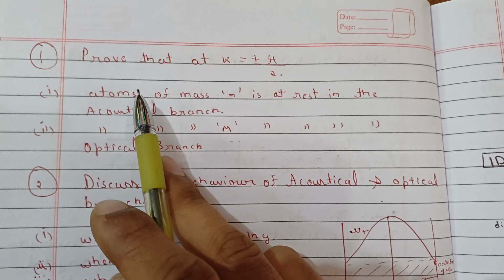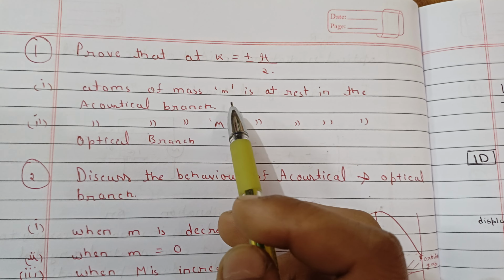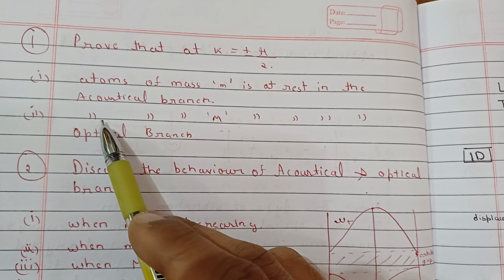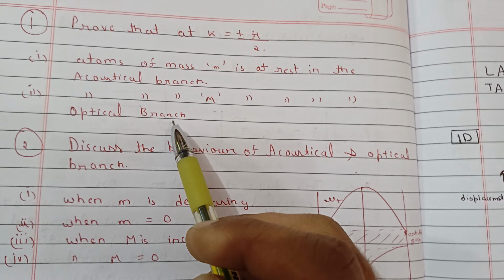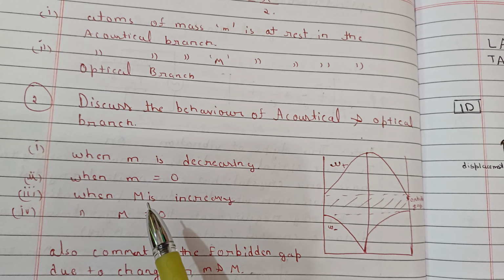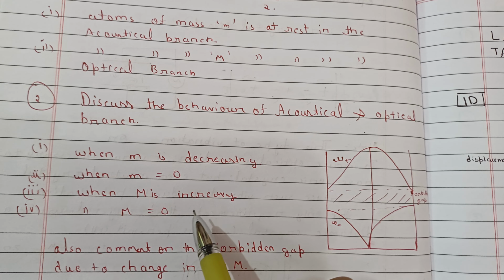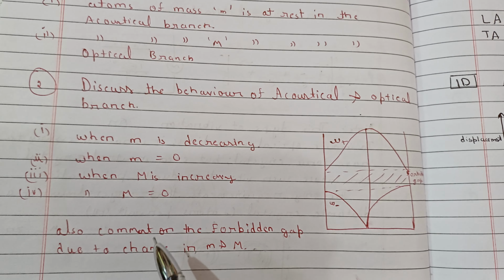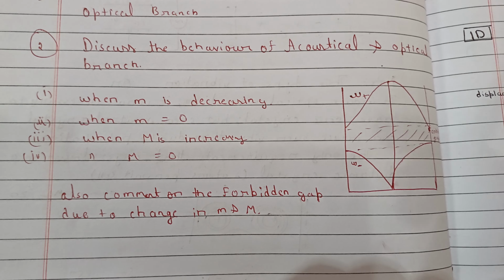So just try. First, prove that at k equal to plus minus pi by 2, atoms of mass small m are at rest in the acoustical branch. And second, atoms of mass capital M will be at rest in the optical branch. Second question, discuss the behavior of the acoustical and optical branch when small m is decreasing, when m equal to 0, when capital M is increasing, or when capital M equal to 0. Also, comment on the forbidden gap due to the change.